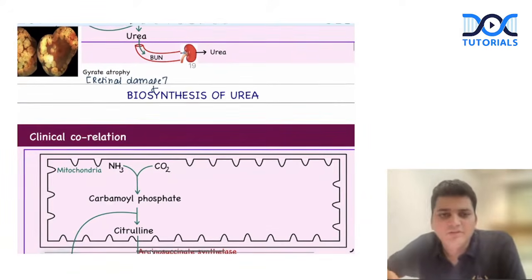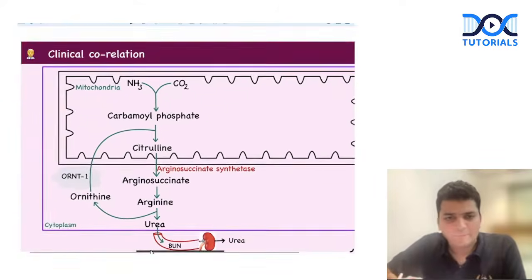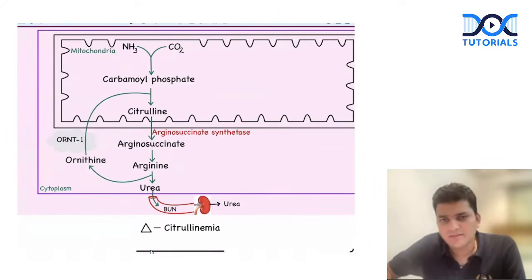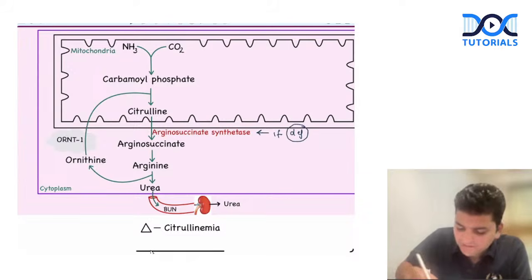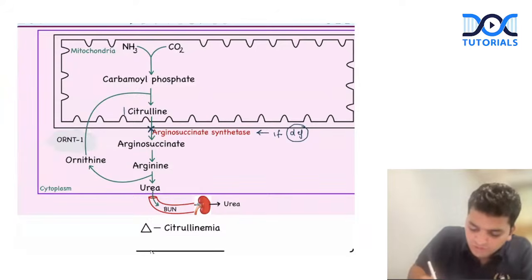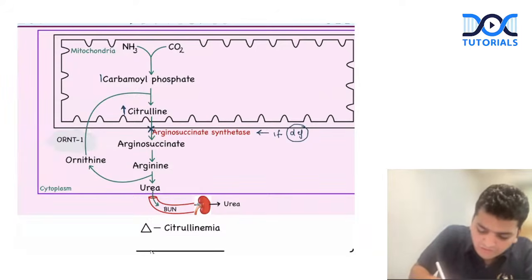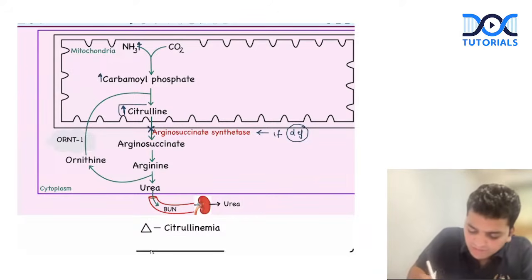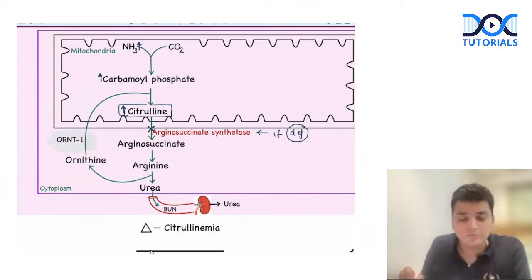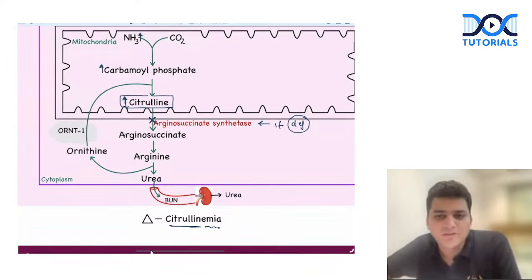Then comes the next one, which is not very important. The third enzyme. Now you tell me the answer. The third enzyme was arginosuccinate synthetase. If there is deficiency of this, this reaction will not happen. If this reaction will not happen, the citrulline will increase, the carbamyl phosphate will increase, and the ammonia will increase eventually. Because the third enzyme is not there, the citrulline is increasing. So this is called citrullinemia. It's not a very important disease. If the third enzyme is not there, it's called citrullinemia.